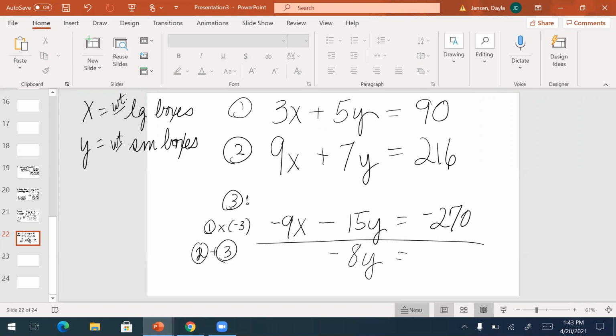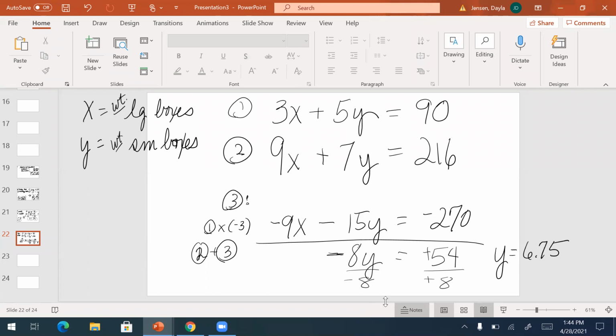and 216 minus 270 is a minus 54. So I've eliminated my x. Now I have one equation, one variable unknown. Divide both sides by -8, which isn't going to be as pretty as I had hoped. But that's going to be positive. 54 divided by 8. If you put that into your calculator, you get y is 6.75.